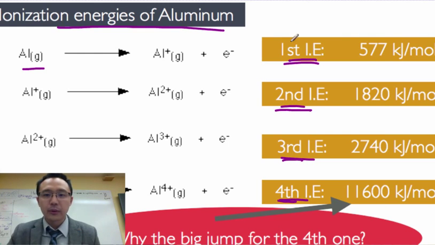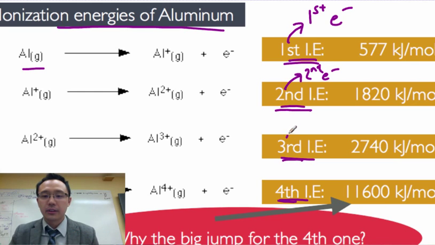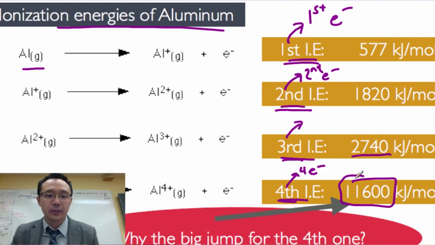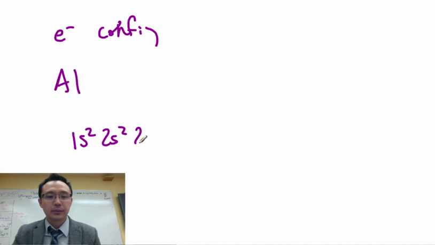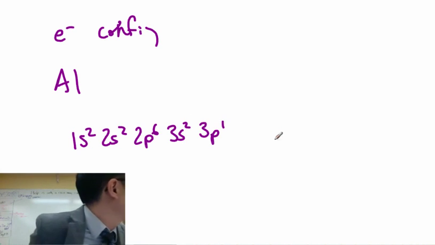What do they mean? The first ionization energy is the first electron being removed. This one is now the second electron, and then the third one, and then the fourth one. So the question is, why is there a huge jump from 2,700 kilojoules per mole to 11,000? That's a lot of ionization energy required. So if you were to look at the electron configuration of aluminum, aluminum is what? 1s2, 2s2, 2p6 and 3s2 and 3p1, I believe that is correct.